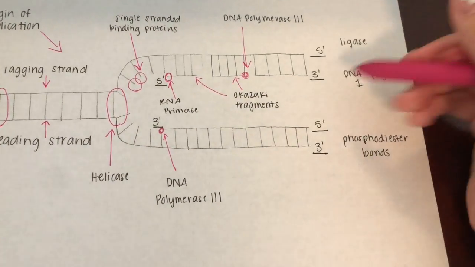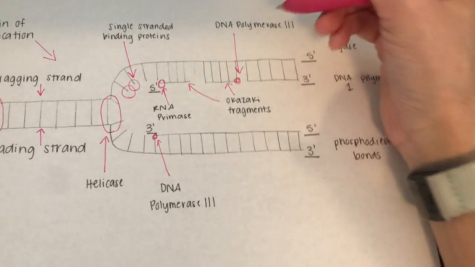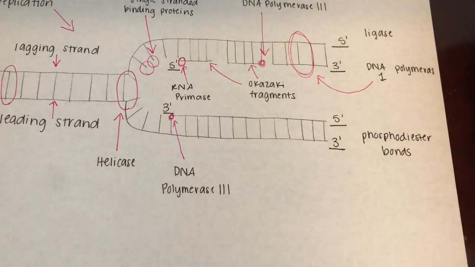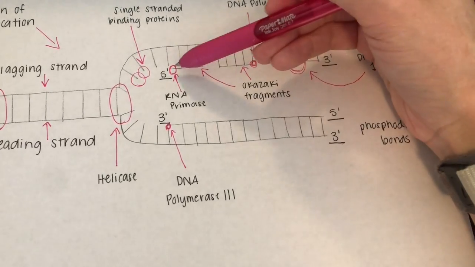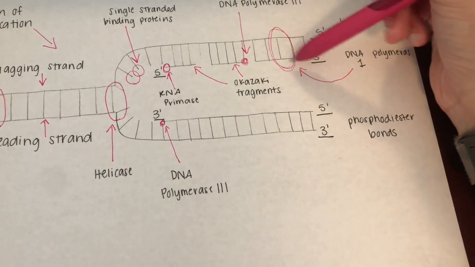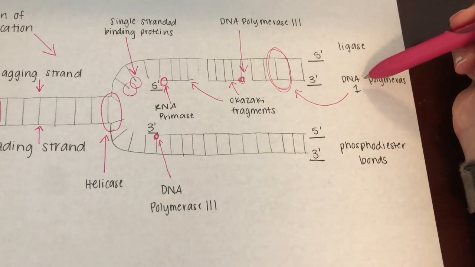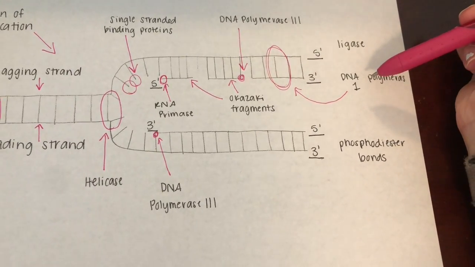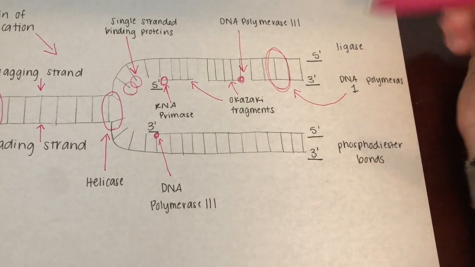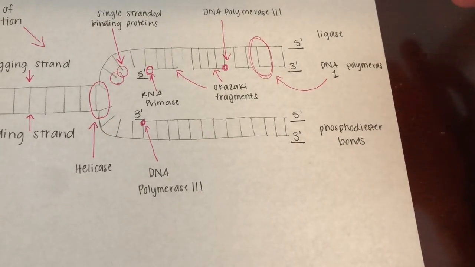And then we have our DNA polymerase 1, which is found around here on our lagging strand. It replaces the RNA primers with the DNA nucleotides and corrects any errors and fills in the gaps in the fragments. And then we have our ligase, which comes behind our polymerase 1 and cleans up any nicks and gaps in the DNA to help make it one continuous strand.